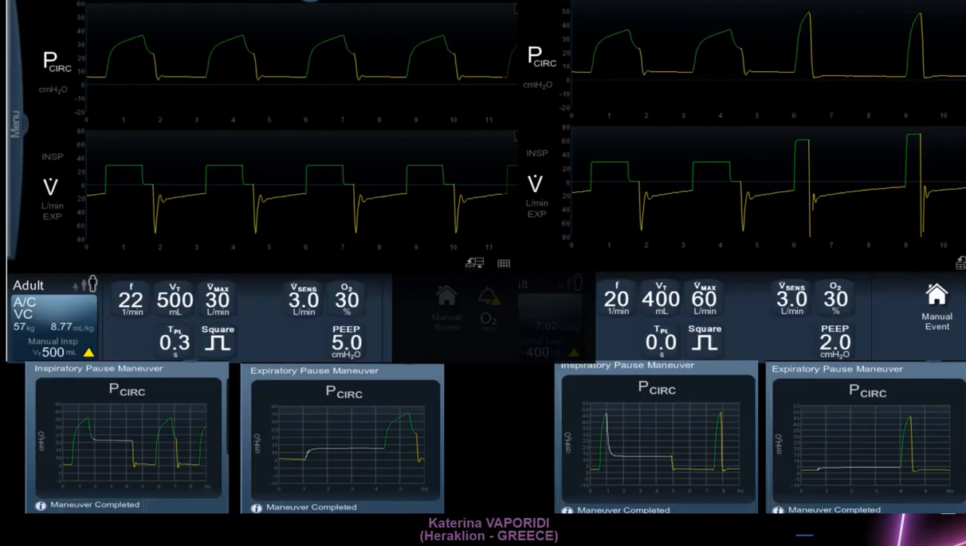To manage dynamic hyperinflation, which you can see present in the panel on the left, we need to decrease tidal volume, respiratory rate, plateau time, and increase flow and expiratory time. The increasing peak pressure that you observe is not a problem because it does not reach the alveoli, as you can see in the inspiratory hold, and will not cause barotrauma.